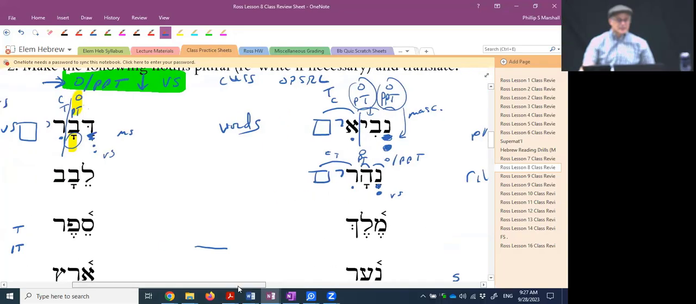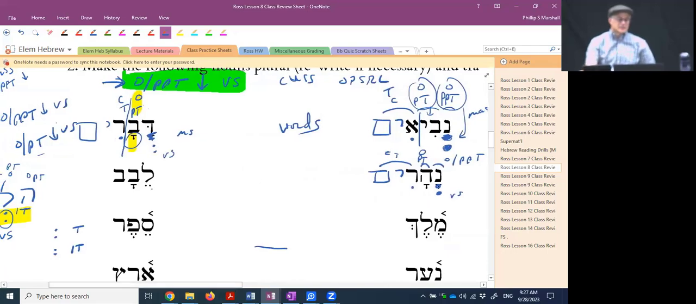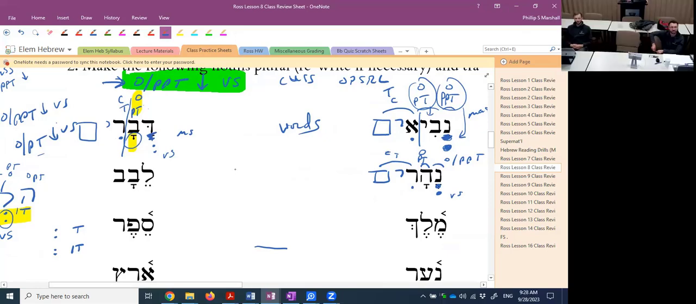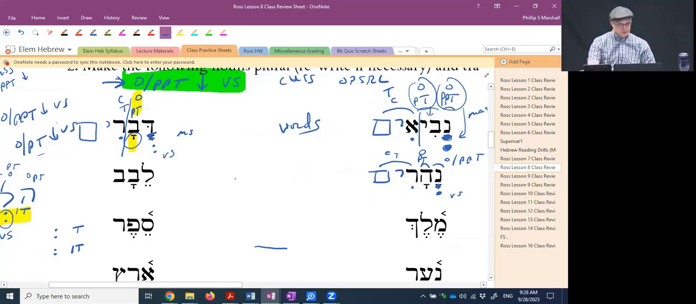All right, take a look here at levav. What's the meaning of levav? Don't know. Isn't this a new vocab word for us? When do we get levav? I know we used it as an example. Page 76, if you look there.